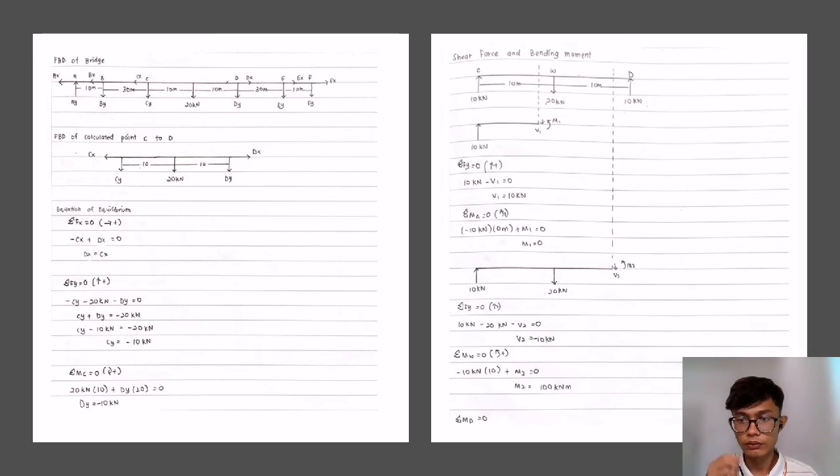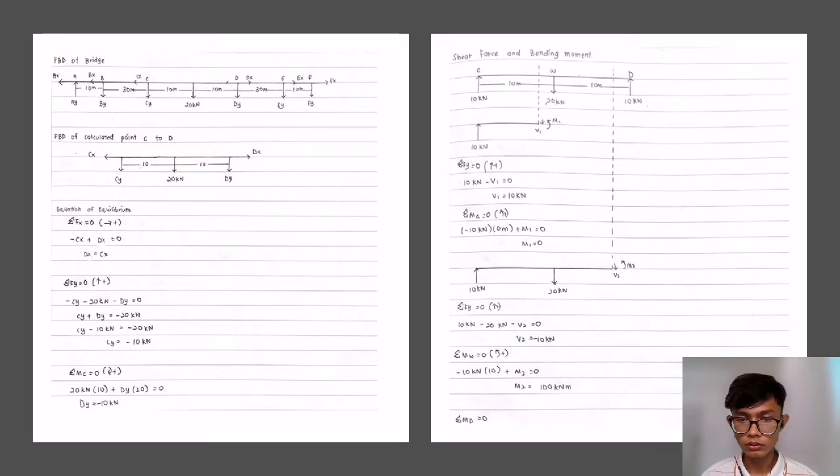Okay, next for the shear force and bending moment. First we find V1. Fy, upside positive: 10 kilonewton minus V1 equal to 0, so V1 equal to 10 kilonewton. For the moment at C, anti-clockwise positive: negative 10 kilonewton times 0 plus M1. We multiply by 0 because there is no distance at point C, so M1 equal to 0.